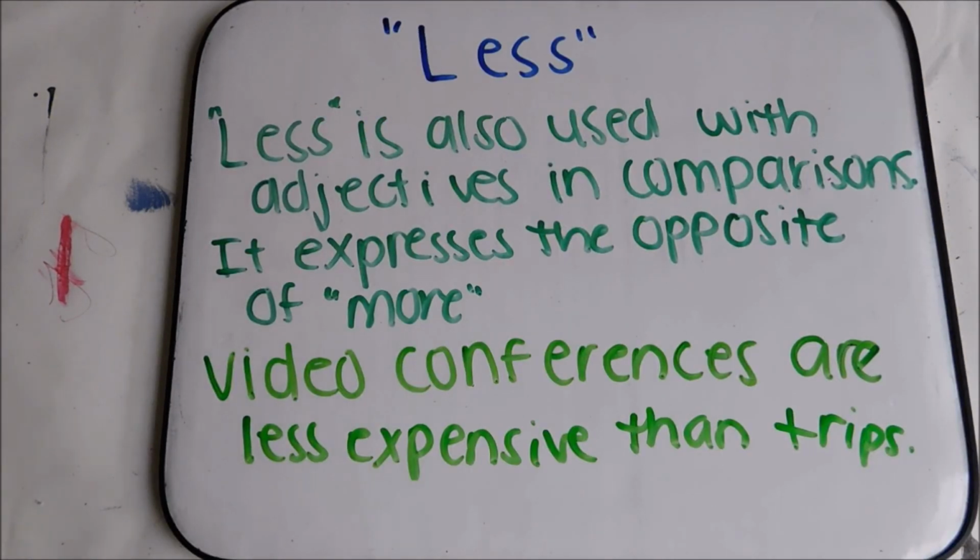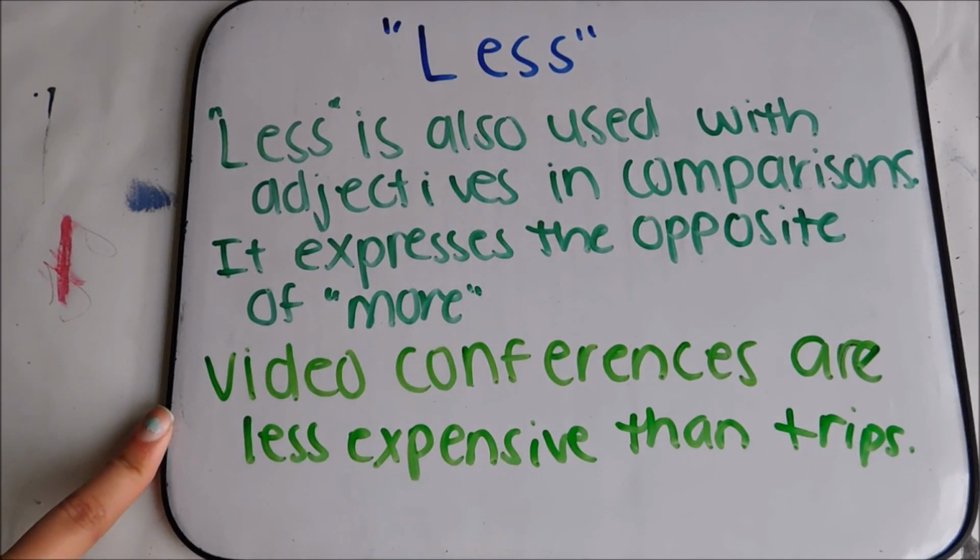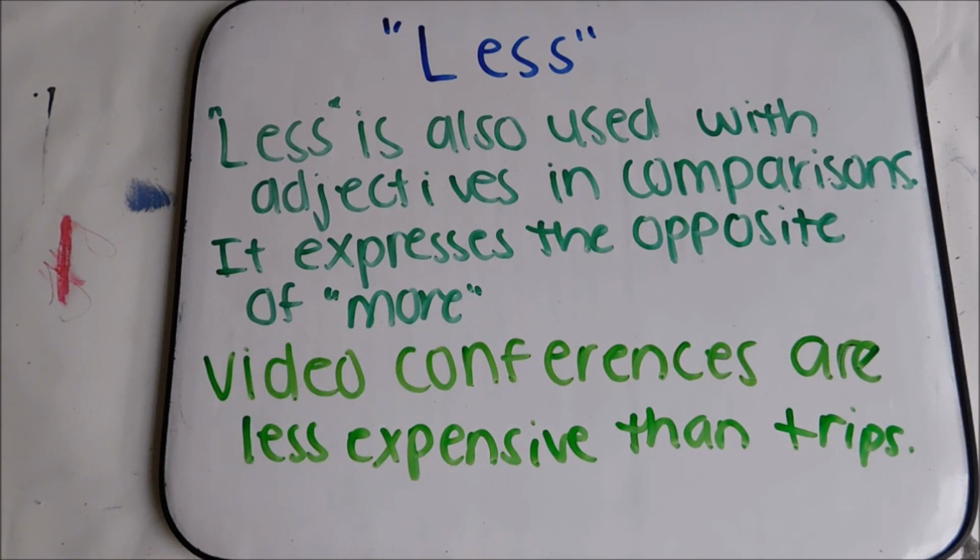We can also use less with adjectives and comparisons. Less is the opposite of more. And the example I have here is: video conferences are less expensive than trips. Expensive means it costs a lot of money. So what this means is that video conferences cost less money than trips. And trips means when you travel to some place.